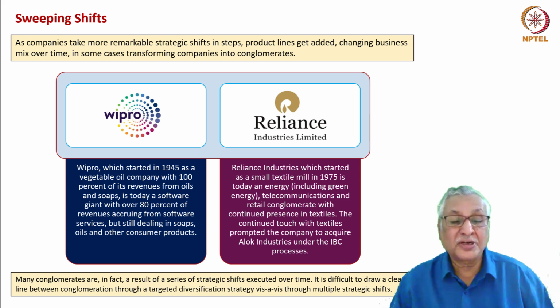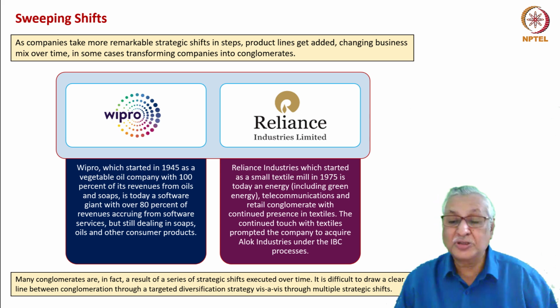Many conglomerates are, in fact, a result of a series of strategic shifts that are executed over time. It is difficult to draw a clear line between conglomeration through a targeted diversification strategy vis a vis what happens through multiple strategic shifts that take place over time periods.